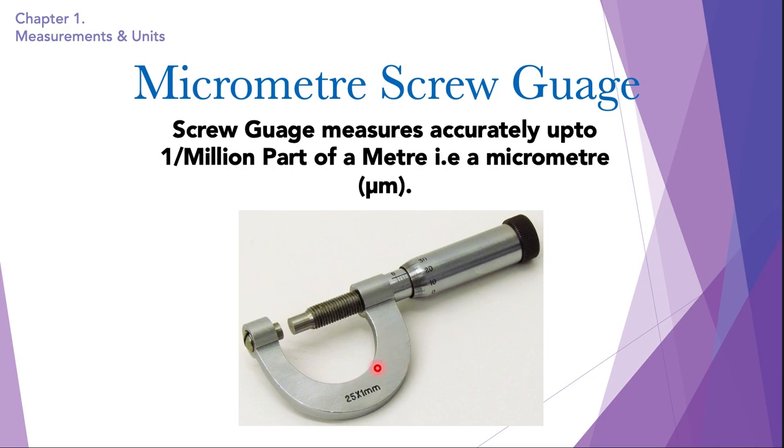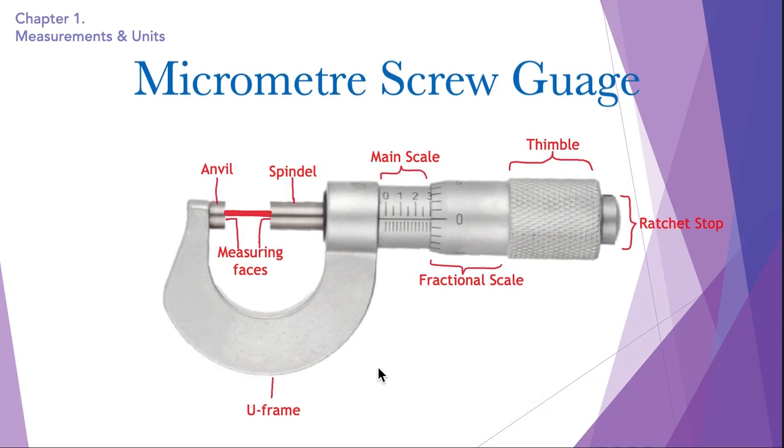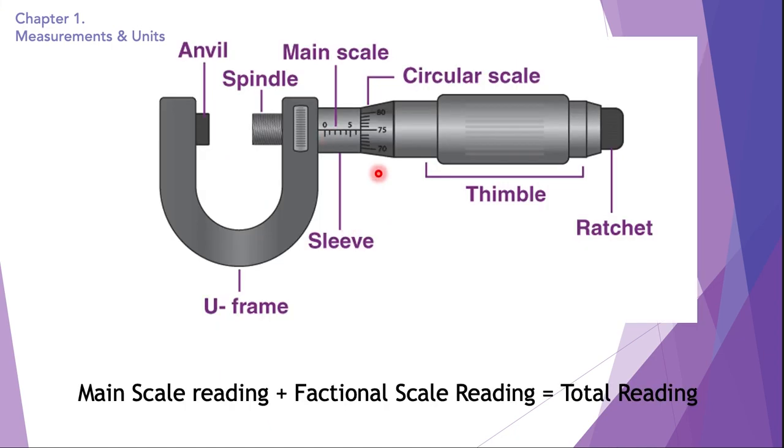Let's go into a much more detailed version of the micrometer screw gauge. Here we have the measuring faces, the anvil and the spindle, and this is the U-frame. These are basically the jaws of this micrometer screw gauge. Then again, the micrometer screw gauge also has a main scale and a fractional scale which is on the rotating barrel. This is the thimble and the ratchet stop. This is used to apply just the right pressure onto the object being measured.